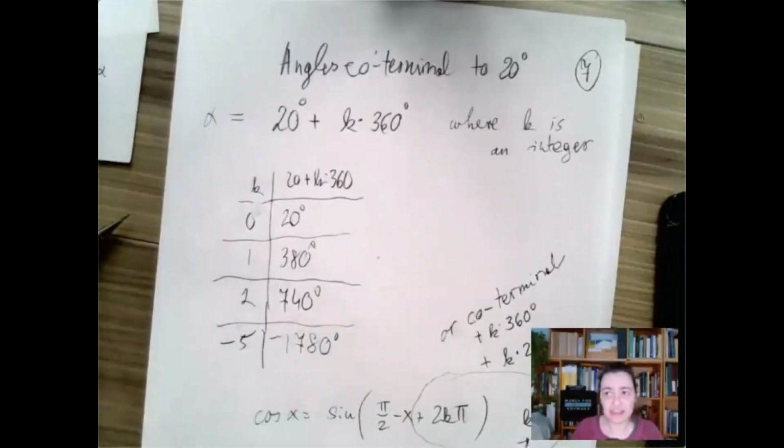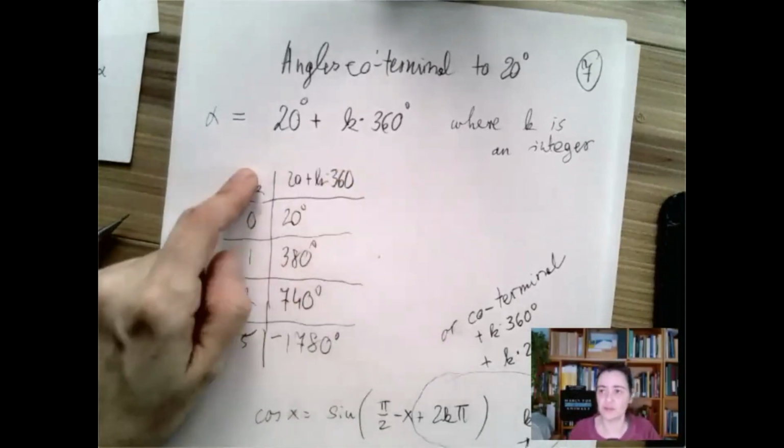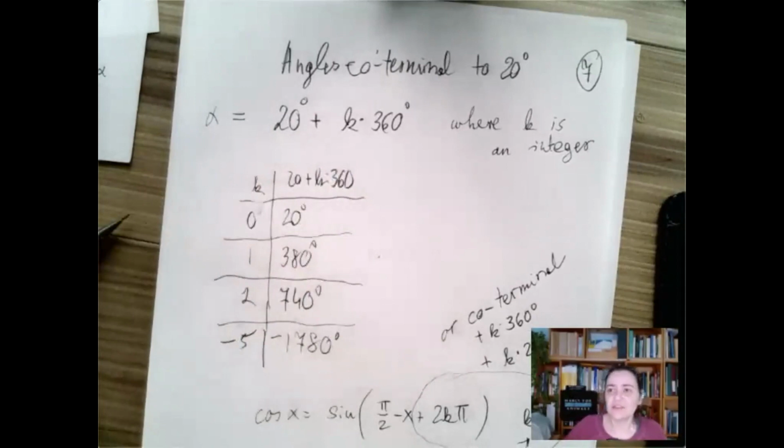Okay. So if we're going to solve a trigonometric equation where one of the answers is 20 degrees, then you have to find all the answers. These are all going to be solutions. So that's the payment we have to pay for enlarging the domain of these trigonometric functions.